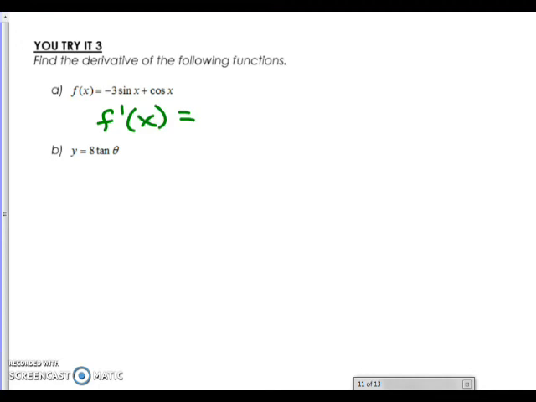Also, it said I could take constants out of the derivative, so you're just multiplying by the constant. So the derivative of negative sine, right? So this one's going to be negative 3 cos x minus sine x. So the derivative of cos is negative sine there. The derivative of sine is cosine, so you're just changing this sine to a cosine, and that negative 3 comes along for the ride.